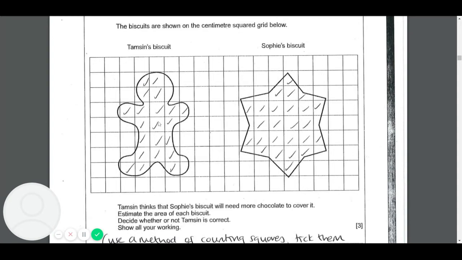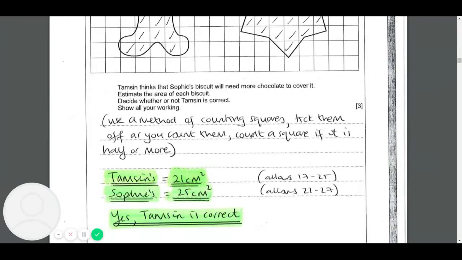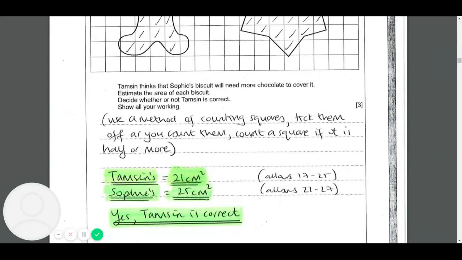So if you just figure out roughly how many squares it takes up, you're going to get that Tamsin's is about 21. The mark scheme allows anything between 17 and 25, so it's not exact here. It's just rough. And then Sophie's is 25. Sophie could have anywhere between 22 and 27. And so, yes, she's correct.